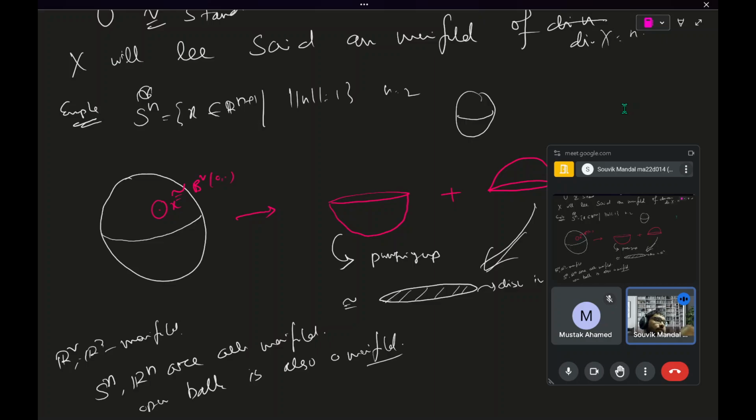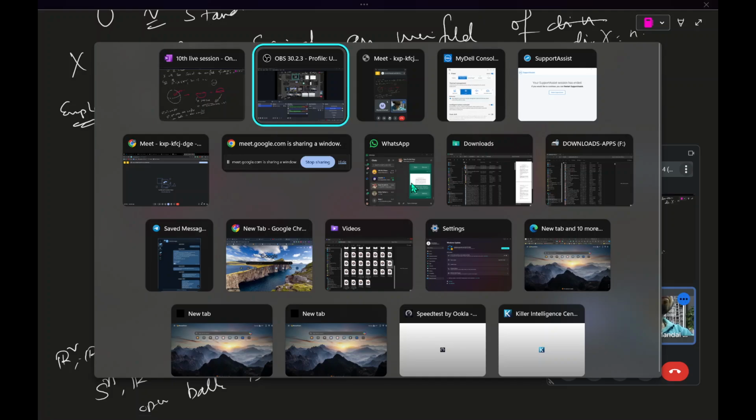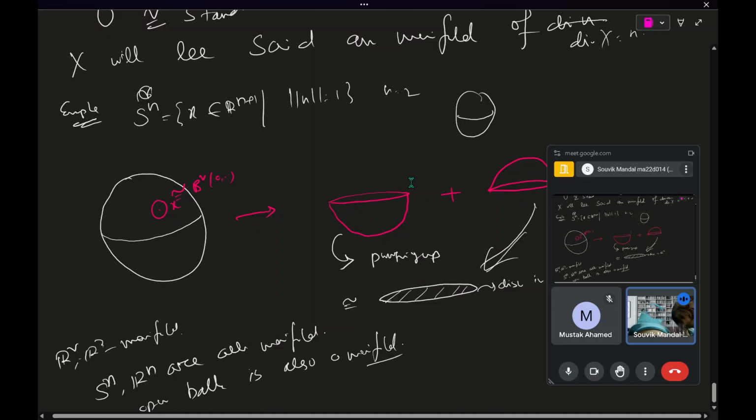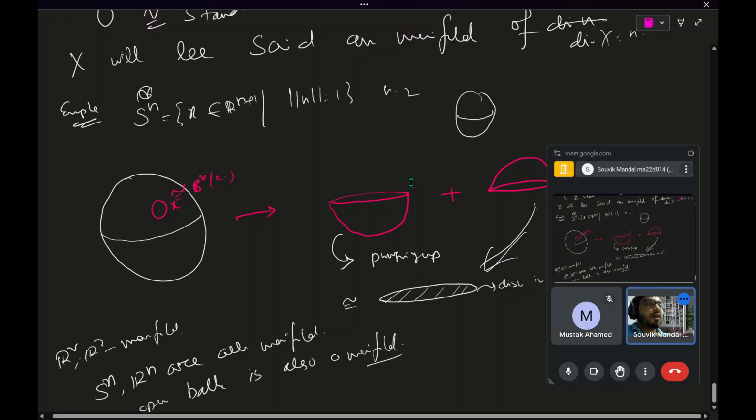Not only that, there are many observations one can make with respect to manifolds, which we shall do in the next live session. Today we have discussed some basics of manifolds and finally two assignments. So in the next live session we can continue from manifolds. Okay, let's stop here. If you have any question or doubt, you can ask in the next live session, or you can drop an email. I will reply.